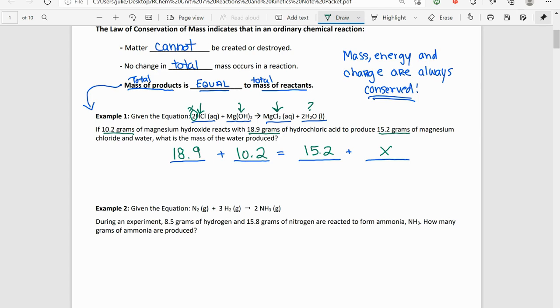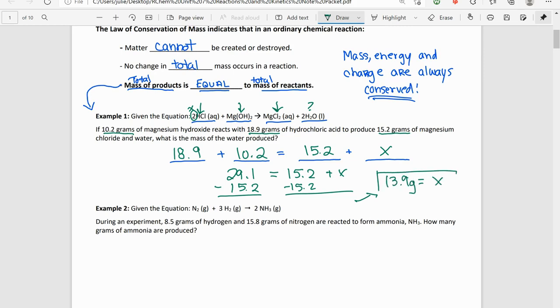So then if we go ahead and solve for this, if I add these two together, you should get 29.1, which would be 15.2 plus X. Just like in math, I would then subtract out the 15.2 with the purpose of getting X by itself. So then I'm going to end up with 13.9 grams would be equal to X. So that is the mass of my water that must have been formed from this reaction. So if you want, you can try pausing this next one and try out the question and then check your work. I'm going to go ahead and fill this one in.